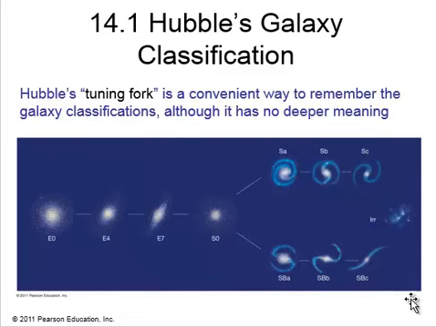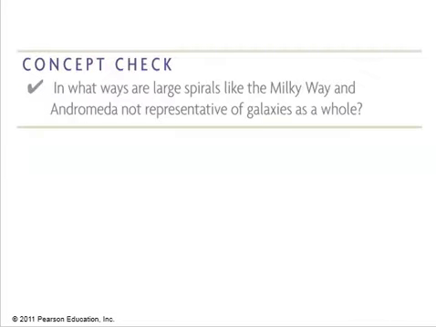Okay, so we've reached our first concept check for the chapter. In what ways are large spirals like the Milky Way and Andromeda, which is one of our neighbors, not representative of galaxies as a whole? Considering Hubble's classification system and the discussion of all the different types of galaxies out there, this shouldn't be too difficult a check to be able to talk about on the discussion board.